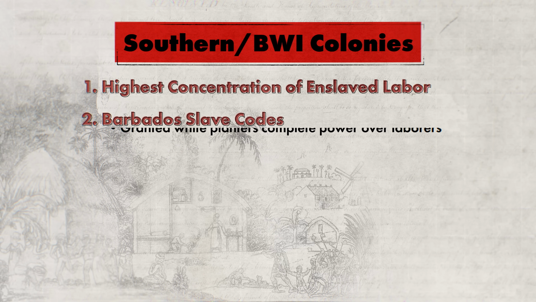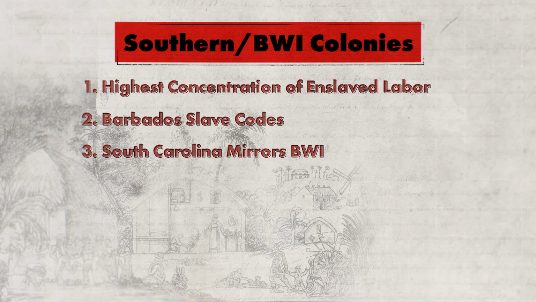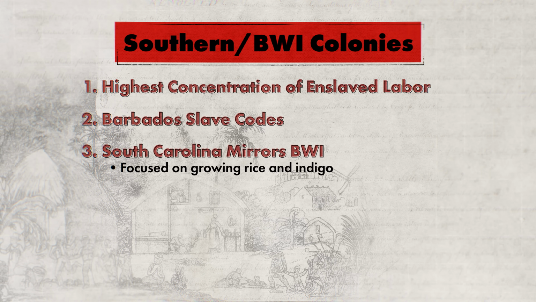But it wasn't long before planters from the West Indies started showing up in South Carolina and bringing their slave codes with them. And in doing so, South Carolina was gradually transformed into a kind of mirror image of the West Indies, except instead of majoring in sugarcane, they focused on growing rice and indigo. And since their growing number of African slaves had experience in rice cultivation, the system of slavery became entrenched in their society.